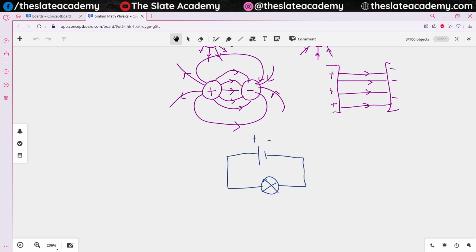We can introduce another feature in the circuit, what we call a switch. If I introduce a switch as well, it would be like this. Right now the switch is open. In this second case, the current won't be flowing through the circuit. Only when the switch is closed would it flow.